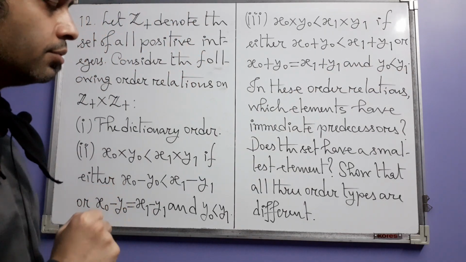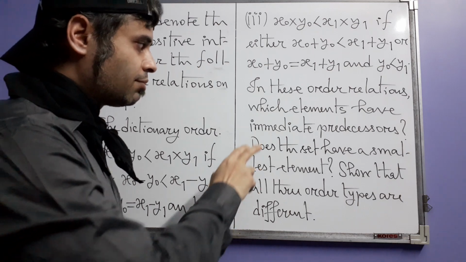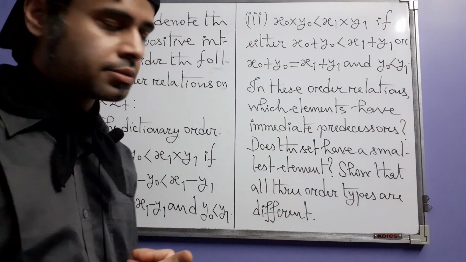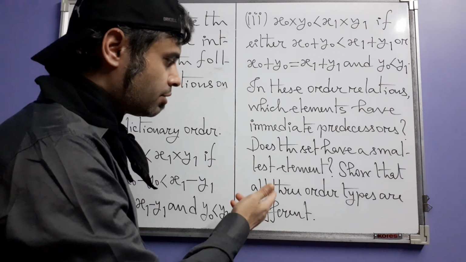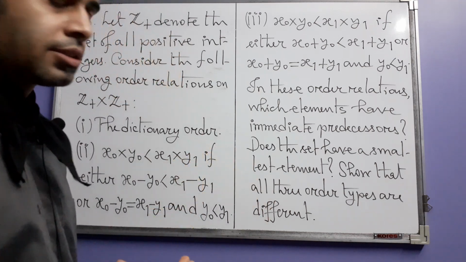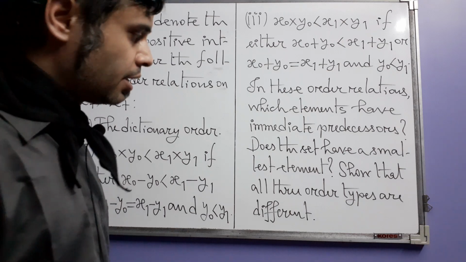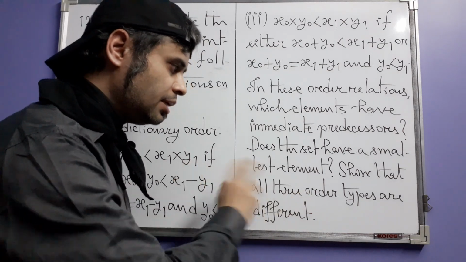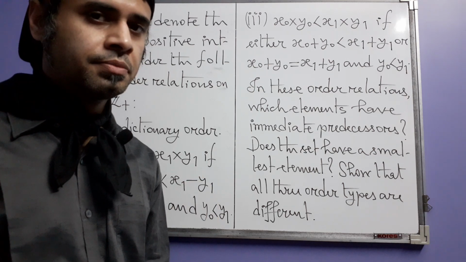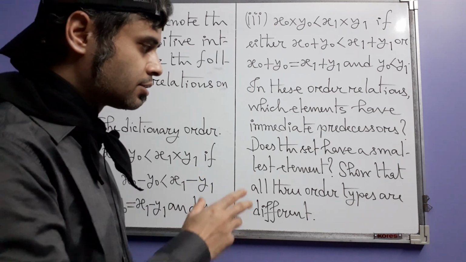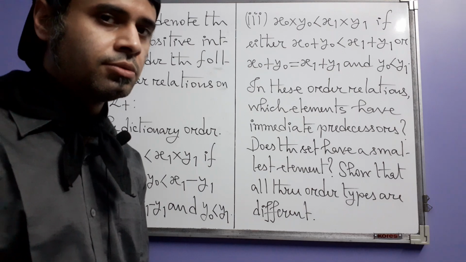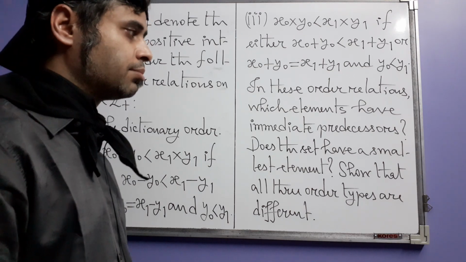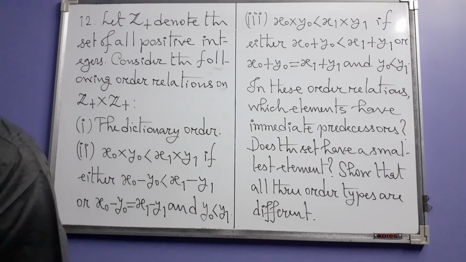Now what do we have to do? In these order relations, we have to see which elements have immediate predecessors. And we also have to answer whether each of these ordered sets has a smallest element. Plus, we have to show that there are three different order types. Okay, as ordered sets, none of them is isomorphic to any other. They are distinct, different order type sets.